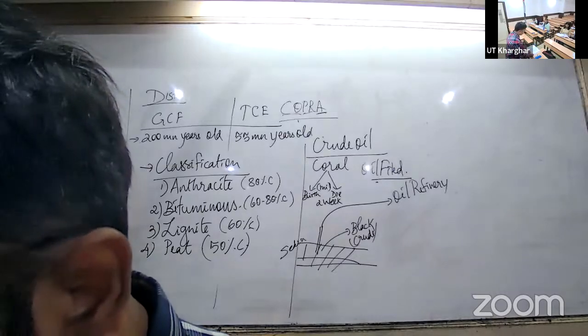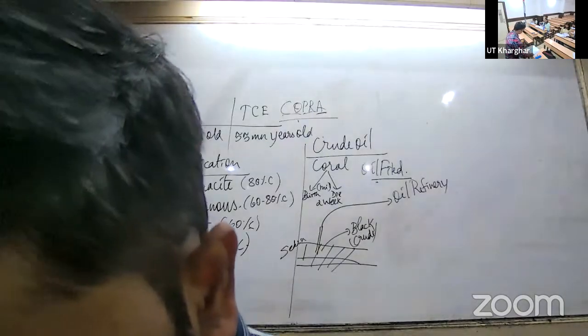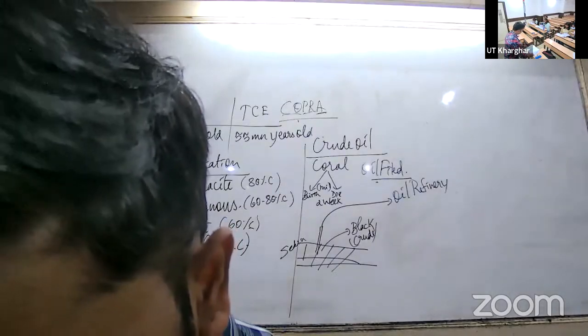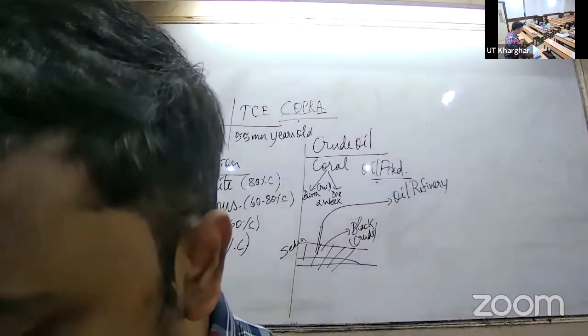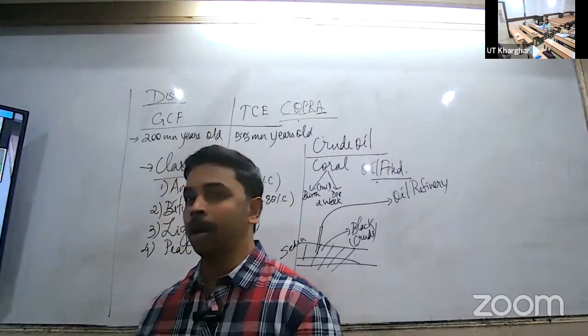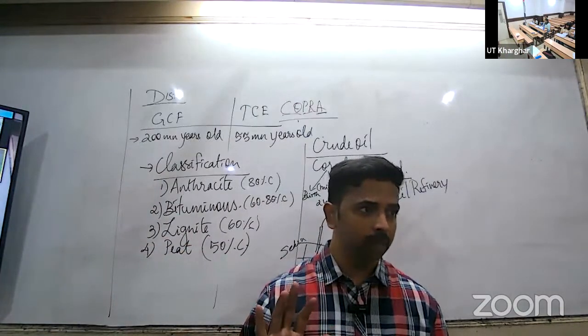Page number 145, question number 1, 2, 3, 4, 5, 6, 7, and even 8. 9, 10, sir. No, leave 9 and 10 for me. I'll do it for you. Up till 1 to 8. Is it okay? Yes, sir.